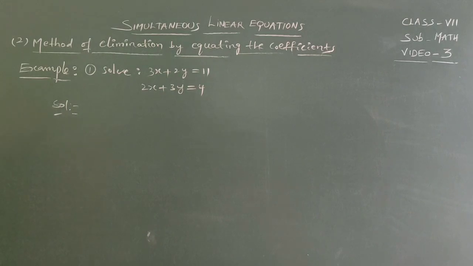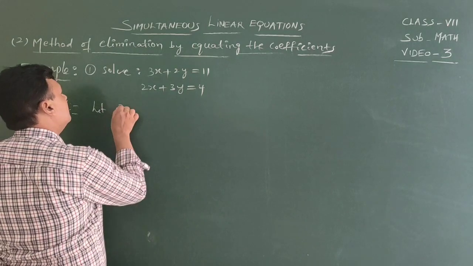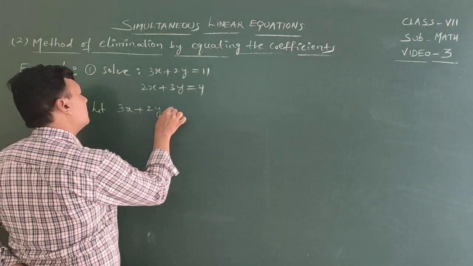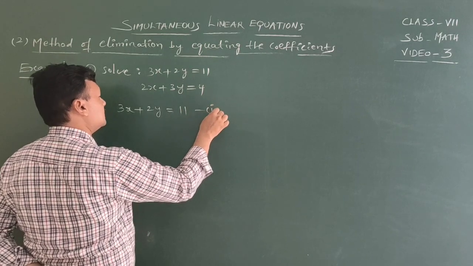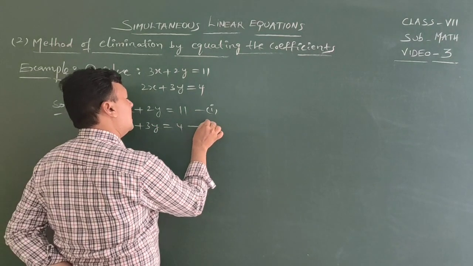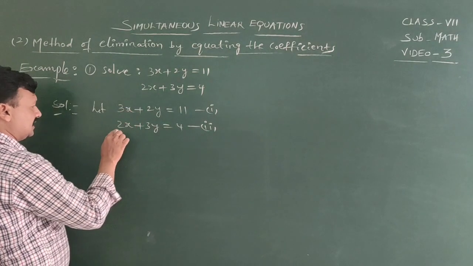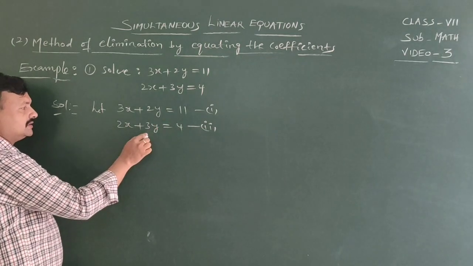Okay, by using elimination method, let 3x plus 2y equal to 11 be the first, and 2x plus 3y equal to 4 be the second equation. Now coefficients are different. Here x coefficient 3, here 2. Here y coefficient 2, here 3.